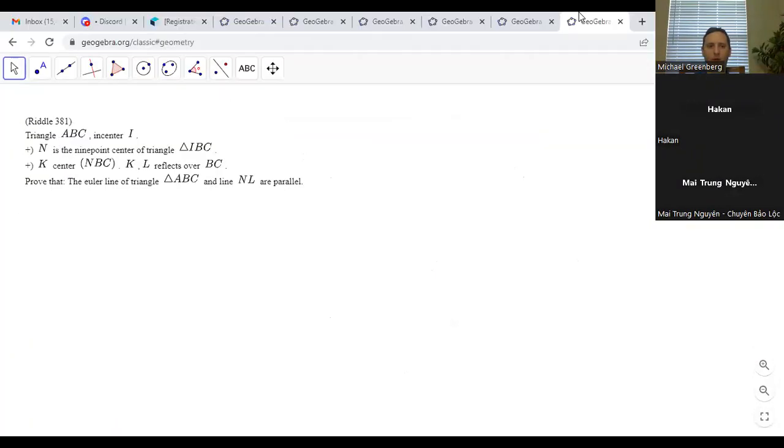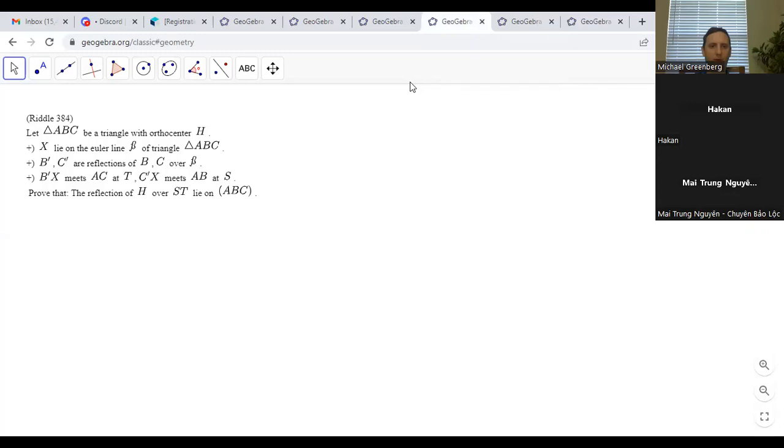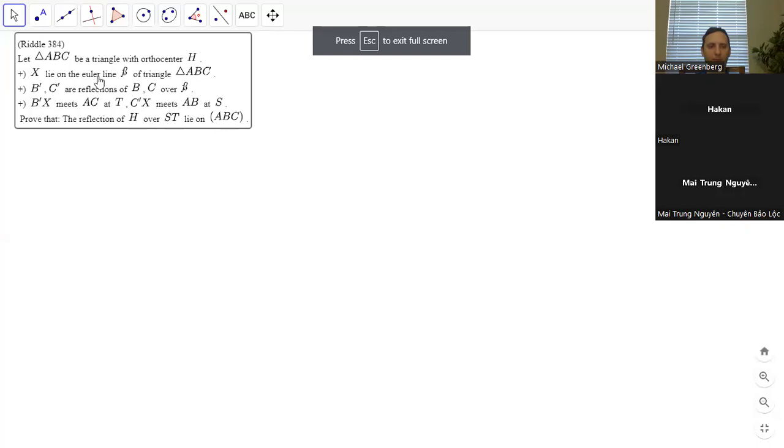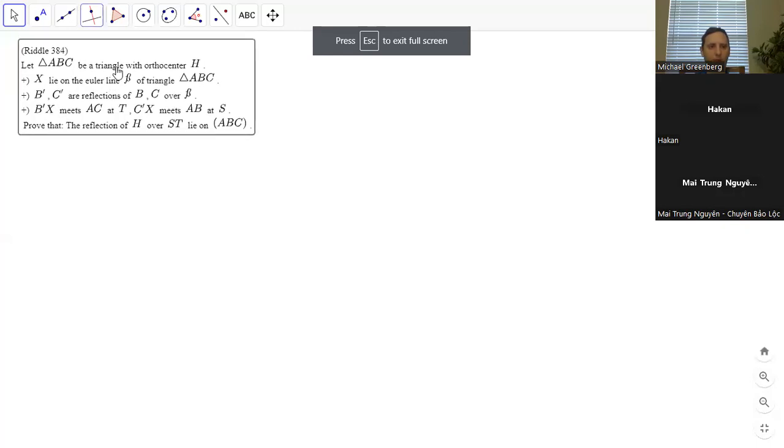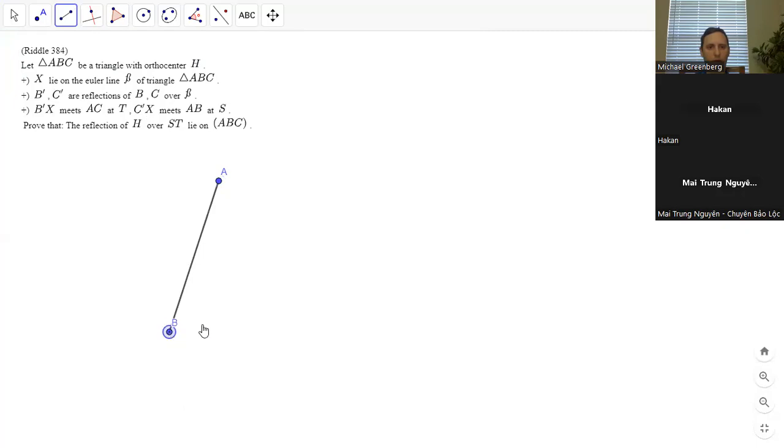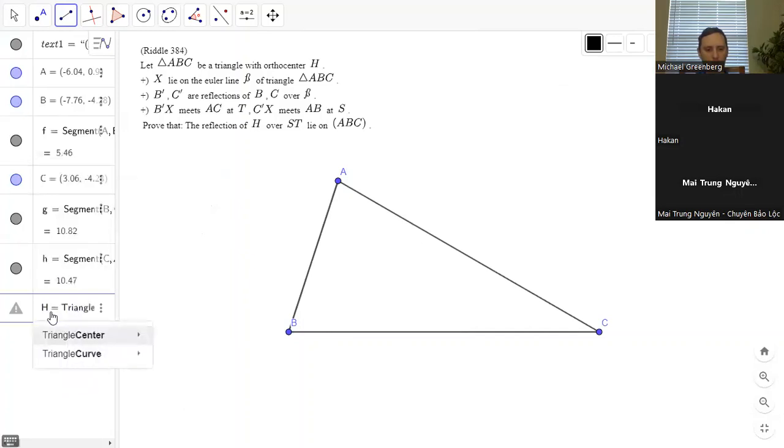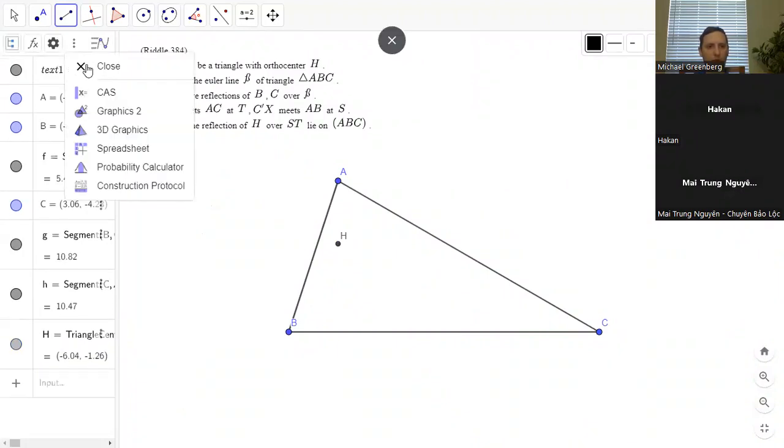All right, so let's try this one. I think we might have looked at this one a little before. It looks a little tricky. So let's try this one. So this uses the Euler line. So we have a triangle with orthocenter H, and X lies on the Euler line. Let's draw the circumcircle.